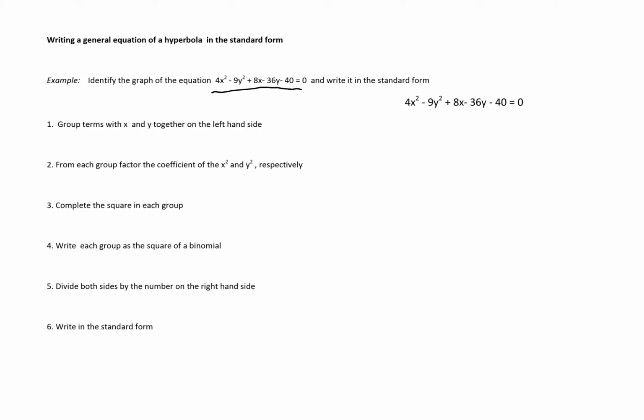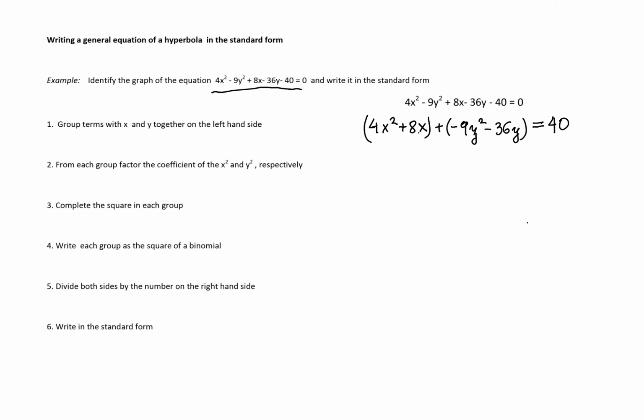To write this equation in standard form, we'll follow the same process we applied for the general equation of the ellipse. The first step in that process is to group x terms and y terms together. So the x terms are 4x squared plus 8x, and the terms with y are negative 9y squared minus 36y. We'll move the number 40 to the other side, which means we'll add 40 to both sides.